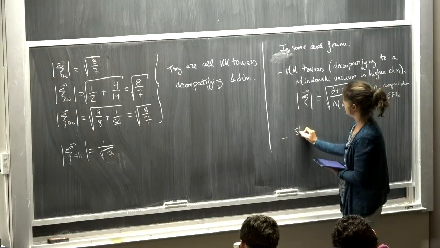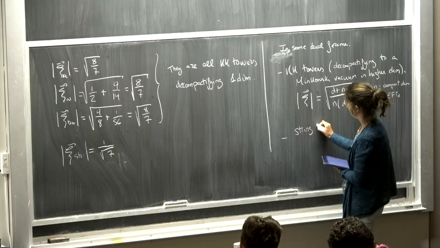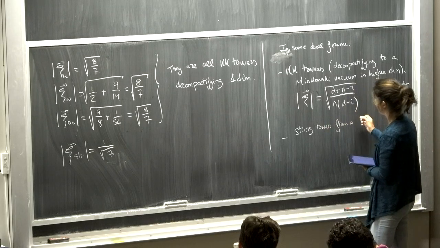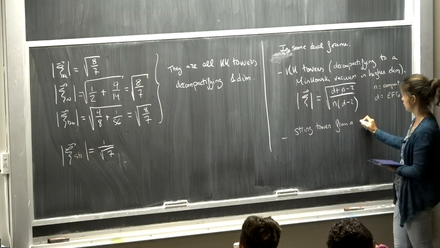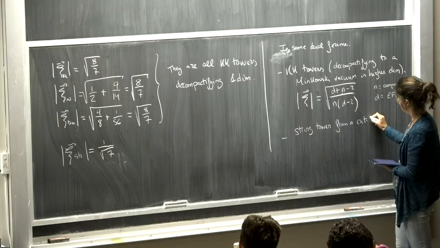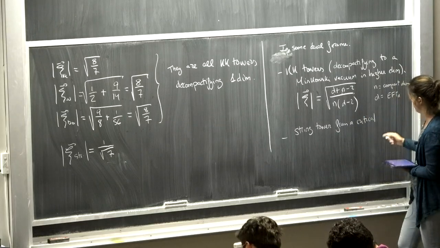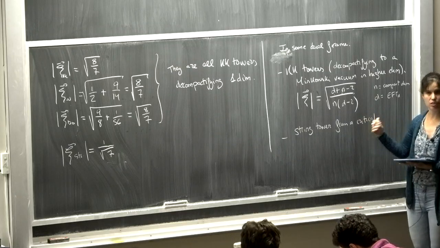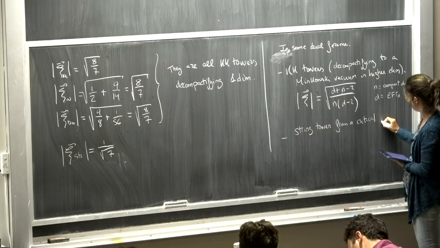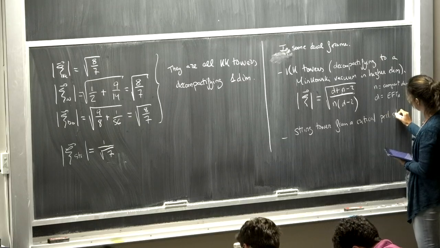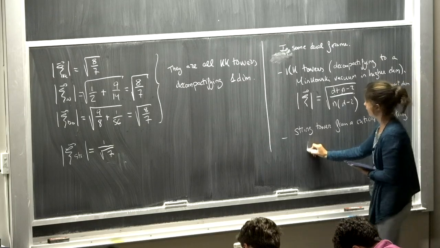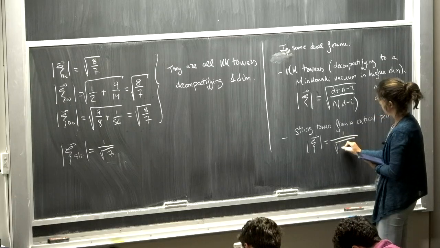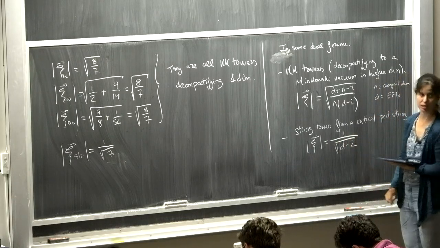And if we have string towers, a string tower coming from the critical fundamental string, okay, in general you can have many strings, but if it's a critical string, in the sense that it lives right in 10 dimensions, from a critical perturbative string, then this vector is 1 over square root of d minus 2 in general.